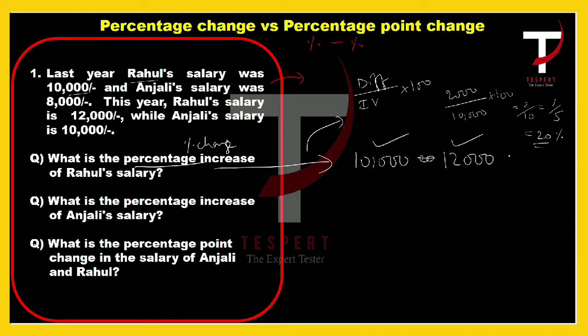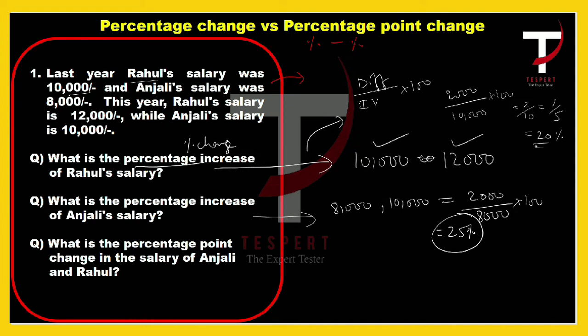What is the percentage increase of Anjali's salary? Previous year's salary was 8,000, current year's salary is 10,000. The difference is 10,000 minus 8,000, which is 2,000, by initial value 8,000 into 100. So 2,000 by 8,000 into 100 is equal to 25%. In Rahul's case the percentage change is 20%, in Anjali's case it is 25%.